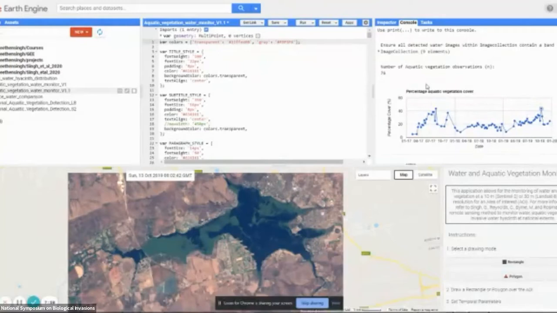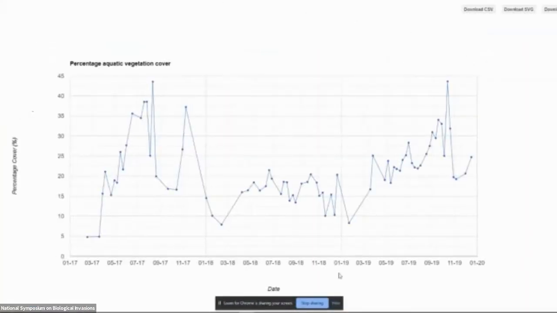What's also cool is that you could click on this button and it will open the chart in a new tab. And from here, you have the option to download this data as a CSV file, or you can download this chart as an image to be used in any presentation.